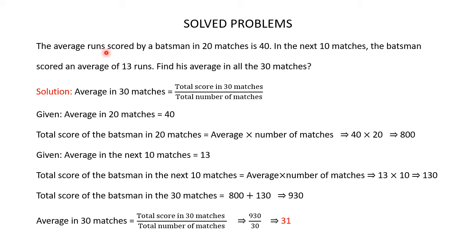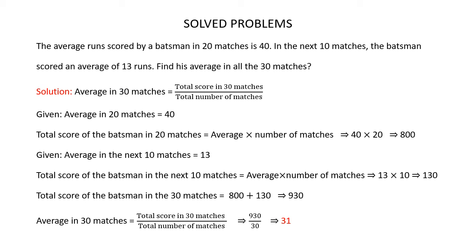The average runs scored by a batsman in 20 matches is 40. In the next 10 matches, the batsman scored an average of 13 runs. Find his average in all the 30 matches. So we can find the average in all the 30 matches by using the formula: average in 30 matches is equal to total score in 30 matches divided by total number of matches. From the question, it's clear that the total number of matches is 30. So if we can find the total score in 30 matches, then we can easily calculate the average in 30 matches.